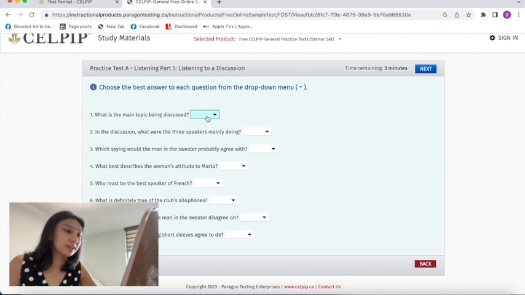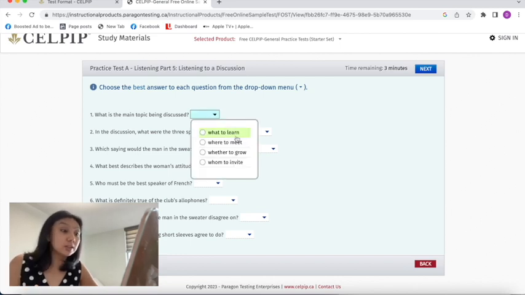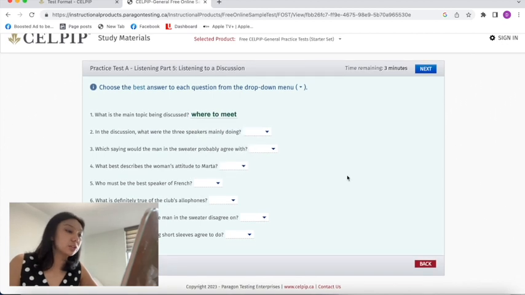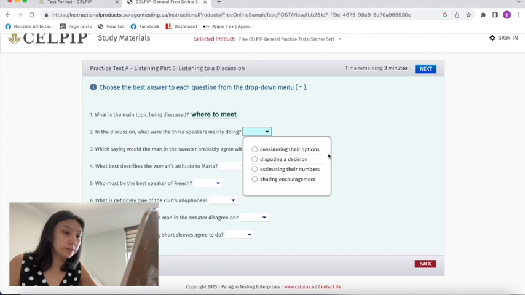So what is the main topic being discussed? What to learn, where to meet, whether to grow, and whom to invite. Towards the end, I think they were talking about where they would be meeting, so I would choose that. In the discussion, what were the 3 speakers mainly doing? They were considering their options, disputing a decision, estimating their sharing and growth. I'd say considering their options because they all have different opinions and they were just talking about the different ideas they have.